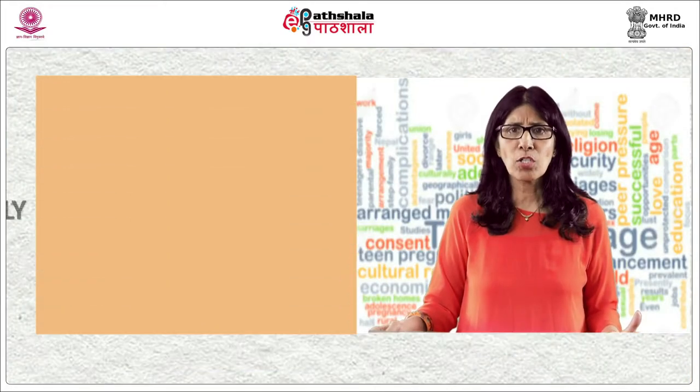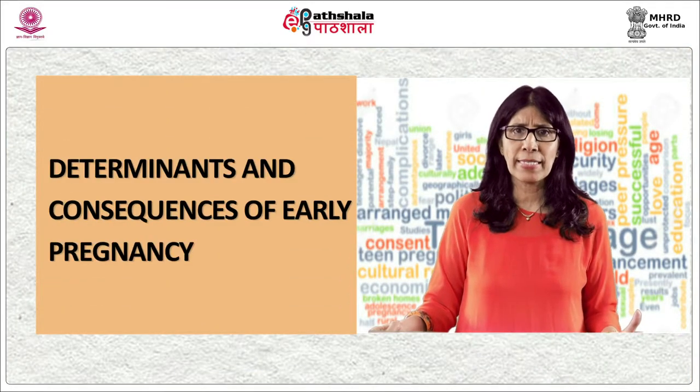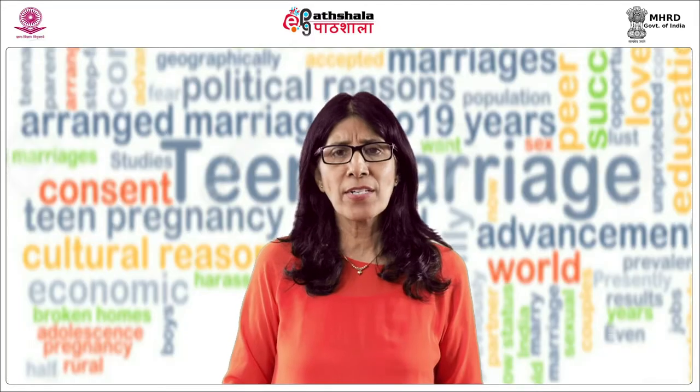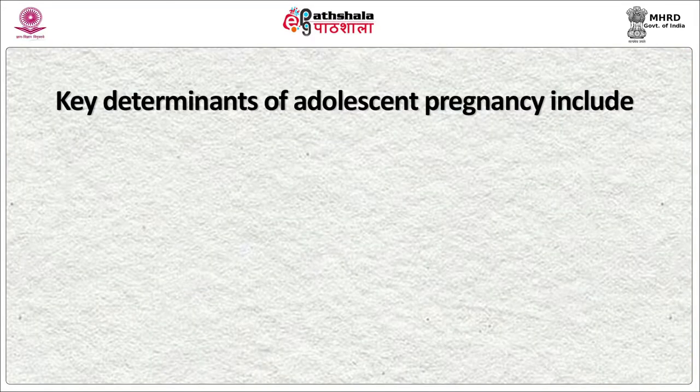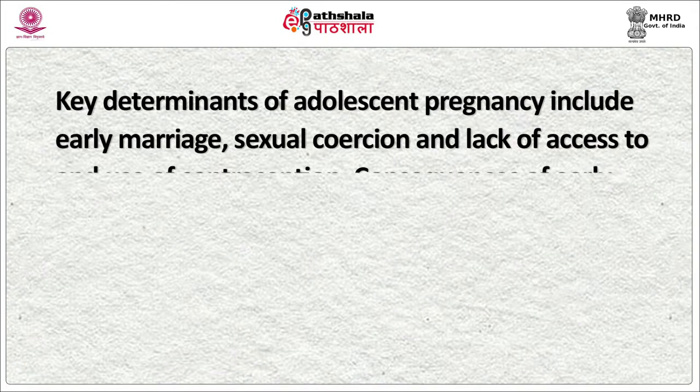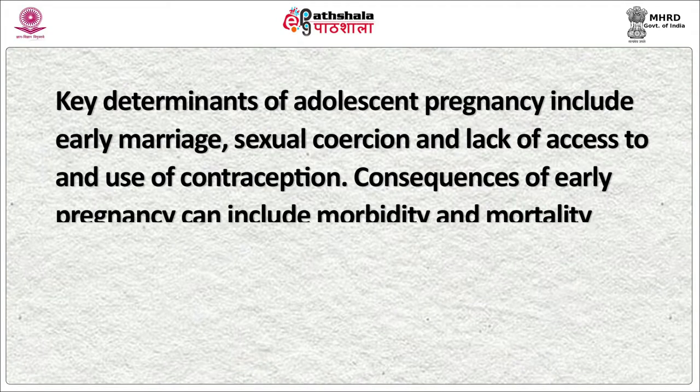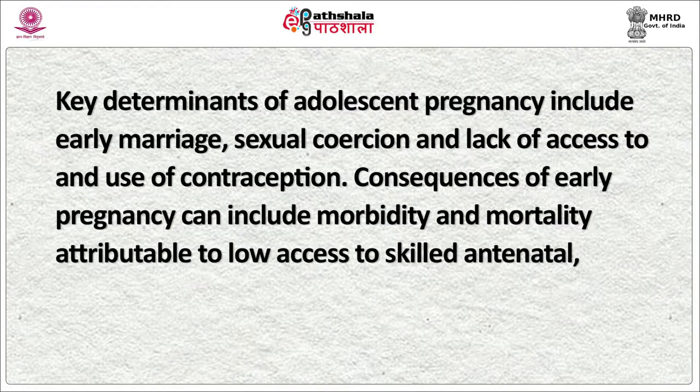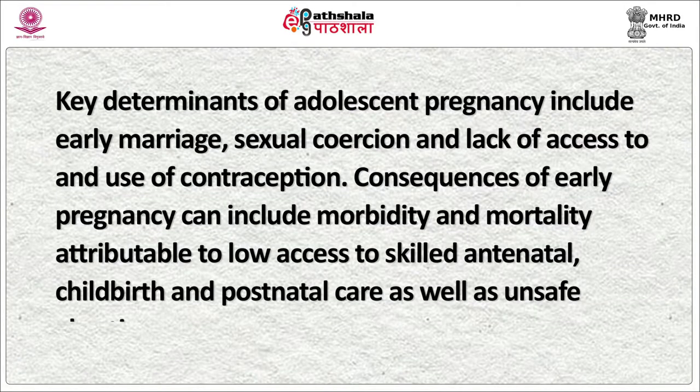Determinants and consequences of early pregnancy. Key determinants of adolescent and early pregnancy include early marriage, sexual coercion, and lack of access to and use of contraception. Consequences of early pregnancy can include morbidity and mortality attributable to low access to skilled antenatal, childbirth, and postnatal care, as well as unsafe abortions.